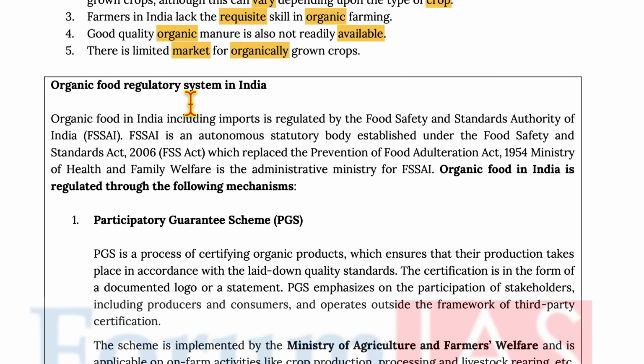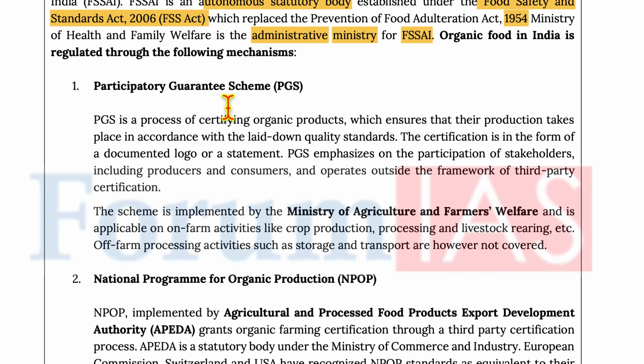Now, organic food regulatory system in India. Organic food in India, including imports, is regulated by FSSAI, that is Food Safety and Standards Authority of India. FSSAI is an autonomous statutory body established under the FSS Act, that is Food Safety and Standards Act of 2006, which replaced the Prevention of Food Adulteration Act 1954, with the Ministry of Health and Family Welfare as the administrative ministry for FSSAI. Organic food in India is regulated through the following mechanism: Participatory Guarantee Scheme.